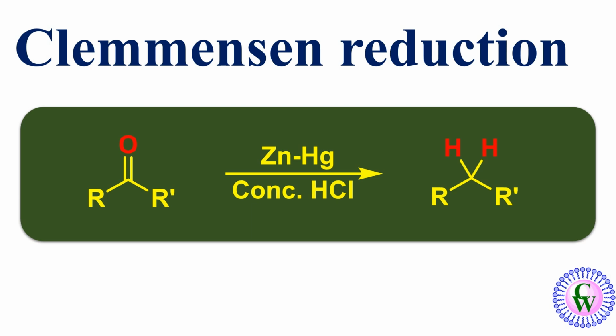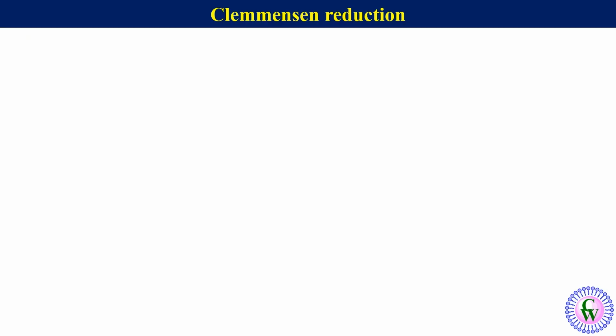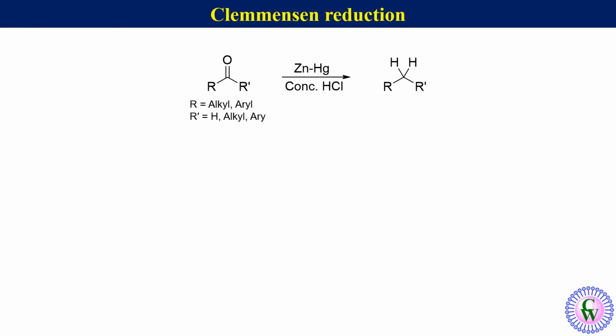In this video we are going to learn a very important name reaction, that is Clemmensen reduction. In this reaction, an aldehyde or ketone in the presence of zinc amalgam in concentrated HCl gets reduced to a methylene compound. Thus, we can see that in Clemmensen reduction, the CO group of an aldehyde or ketone gets reduced to a CH2 group. Mechanism of Clemmensen reduction.